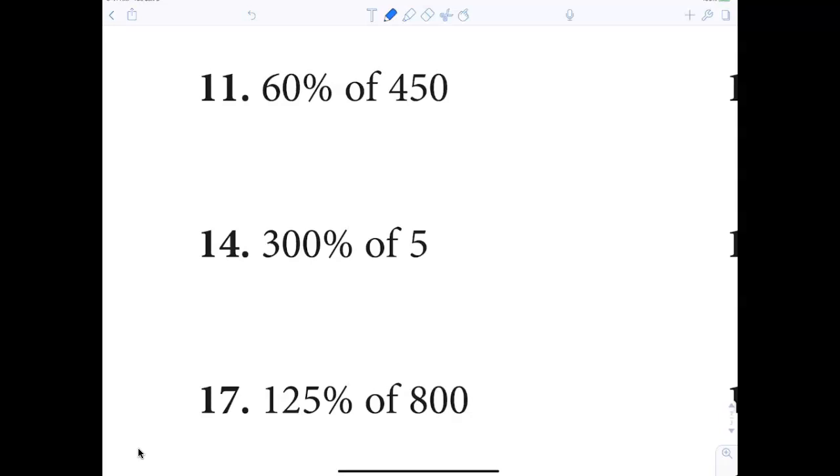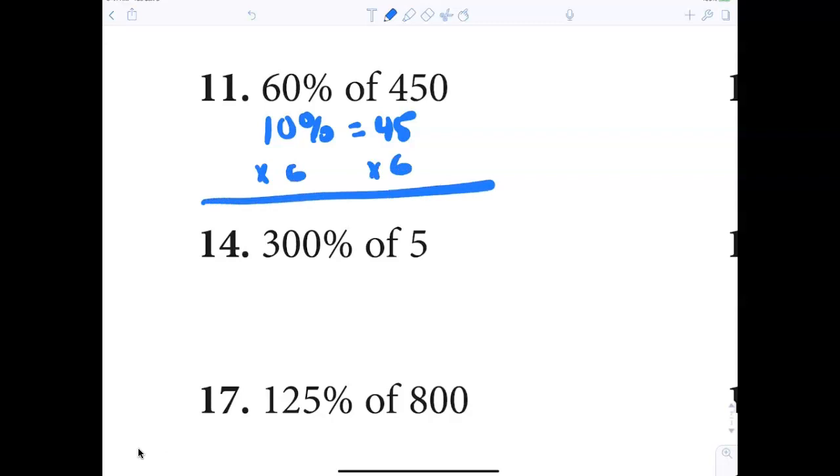6%. I want to know what the answer is. How did you get that? Yes, good job. So I want you to say this, Max. You're correct. 10% is equal to what? 45, right? So 60% we multiply by 6. All right, and he's exactly correct.